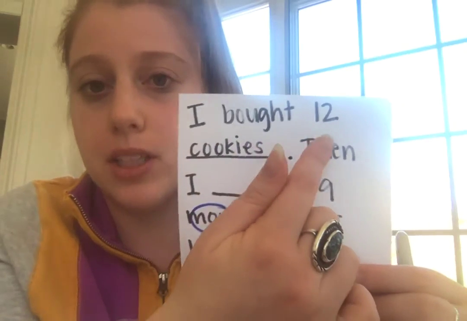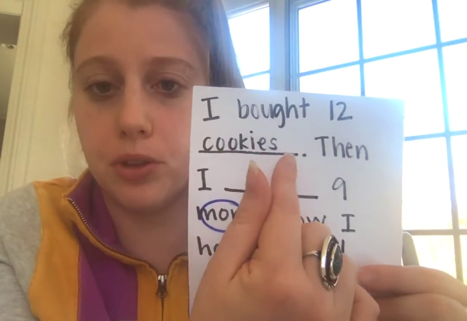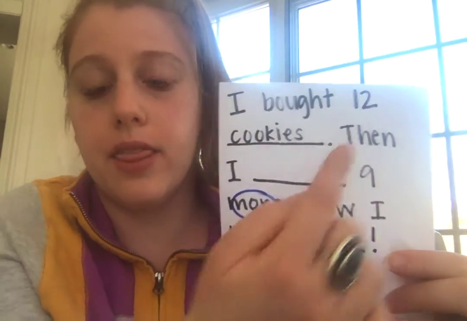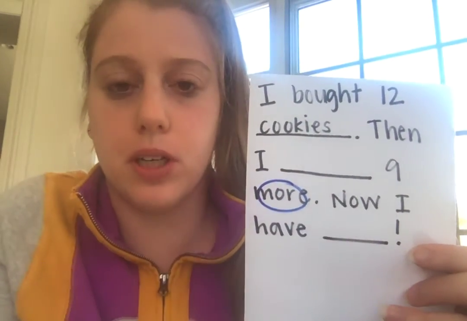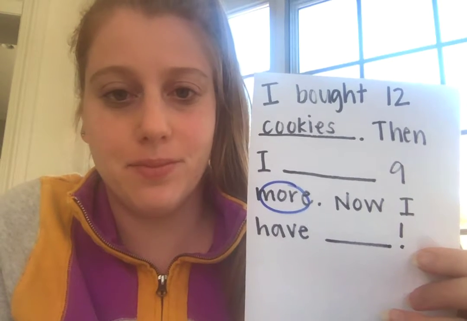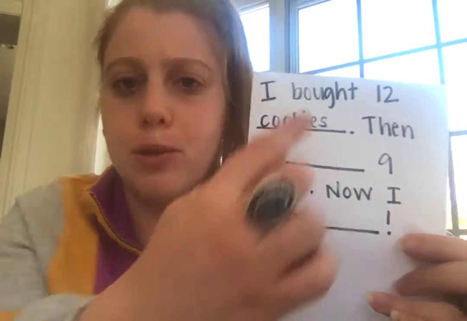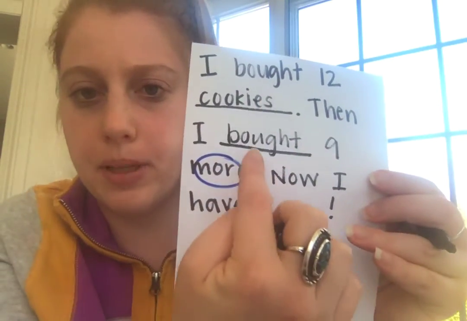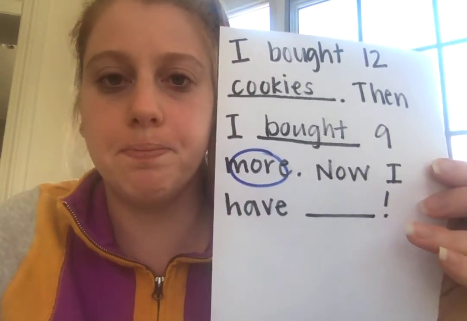And since we bought 12 of them, that's more than one, so this is going to be a plural noun. Okay, I bought 12 cookies. Then I blank 9 more. So I couldn't eat them, right? I couldn't eat the cookies because then we wouldn't be doing addition. So I'm going to say then I bought 12 more. I'm going to fill that blank in with bought. And I just looked right up here and copied it down here so that the spelling was the same.